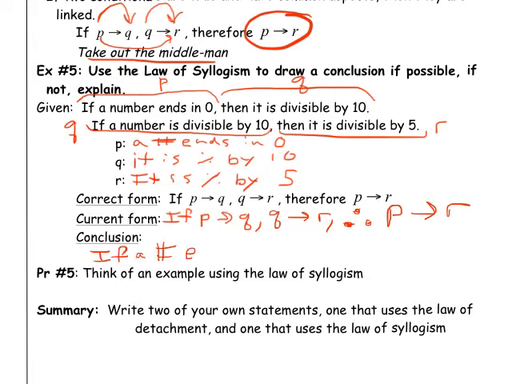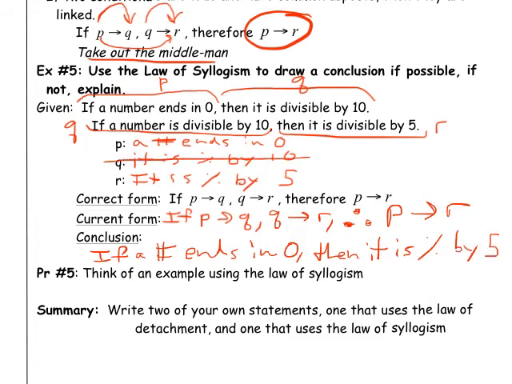So our conclusion is if a number ends in 0, then it is divisible by 5. And we can skip this middleman, right? We don't even need that statement anymore. That's what it means to use the law of syllogism. It has two linked statements.